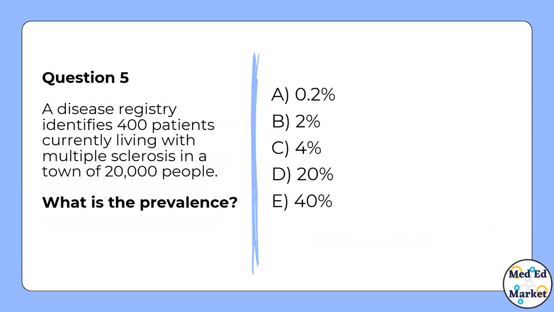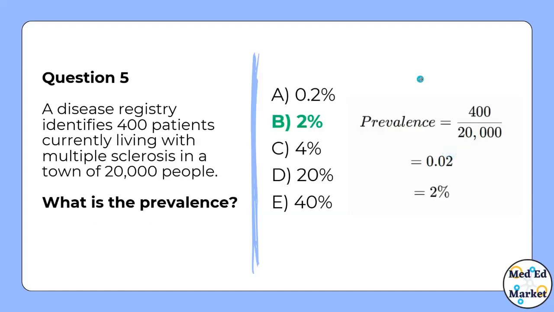On the USMLE Step 1, 2, and 3, you will almost always be expected to do some sort of math. So let's look at one that's mathematically involved. Question 5, a disease registry identifies 400 patients currently living with multiple sclerosis in a town of 20,000 people. What is the prevalence? Our prevalence here is 2% because remember, prevalence is the total number of cases. So in this situation, it's 400 patients with MS over the total population. So that gives us 0.02 times 100%. That is 2% prevalence.